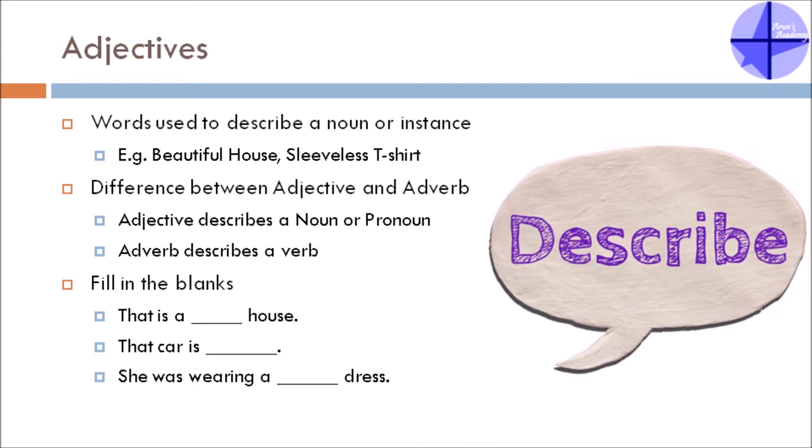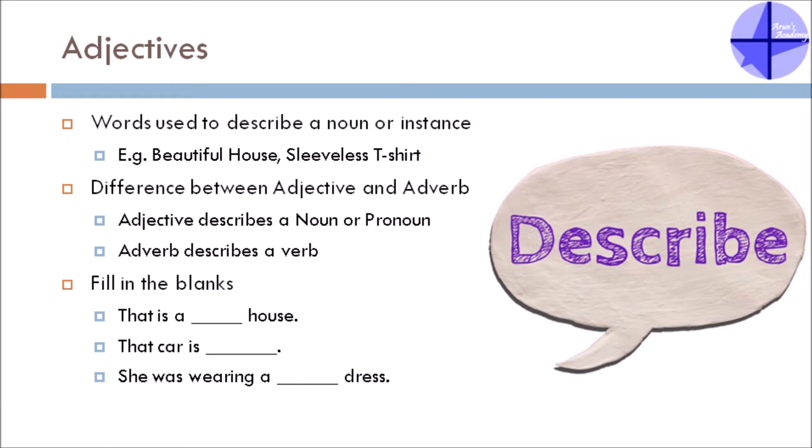So for example, an instance could be the moon landing, India winning the World Cup, or the partition. All these are different instances or situations. So words used to describe a noun or an instance. For example, beautiful house, sleeveless t-shirt. House here is a noun, it's a thing, t-shirt's a thing, so sleeveless t-shirt. So basically, when you want to describe something, when you want to talk about a description of a certain noun, which could be a place, beautiful Bangladesh, incredible India, yes?